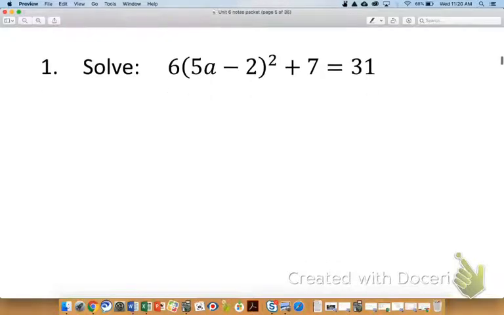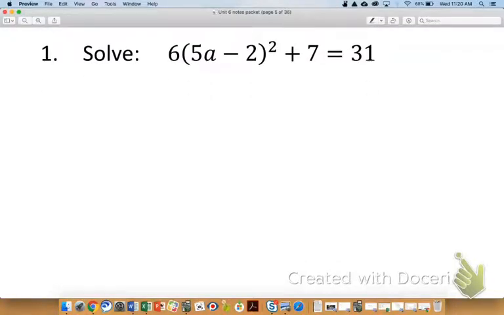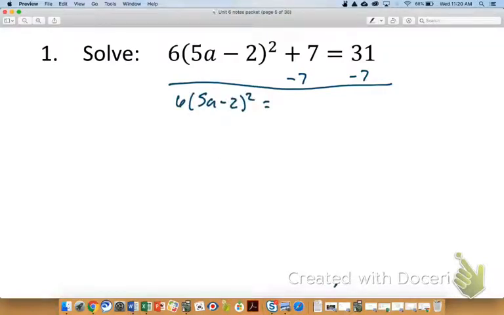It's number 1 in your packet. Remember, in a couple of minutes we're going to see if you can do this by yourselves, or at least close. So subtracting 7 makes sense. When I do that, I get 6 times (5a minus 2) squared equals 24. Remember, we're trying to get the squared quantity by itself here.